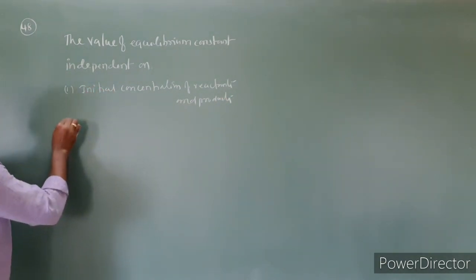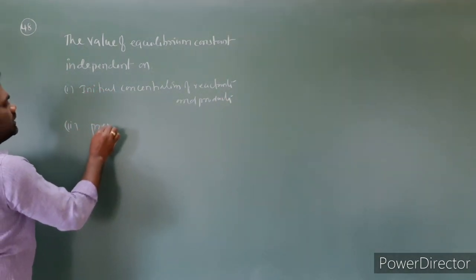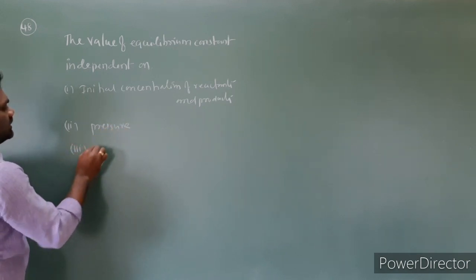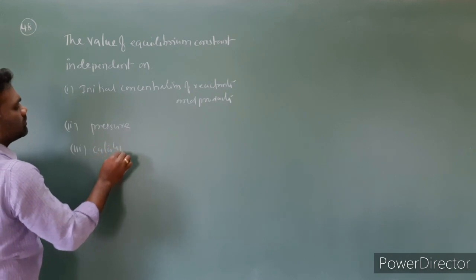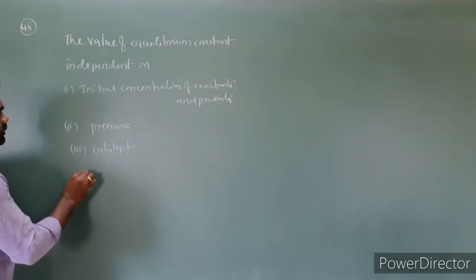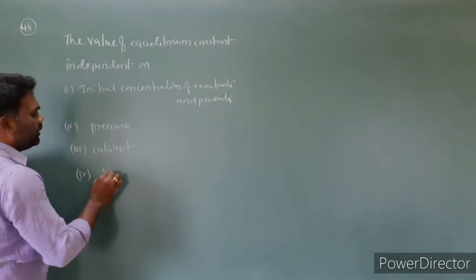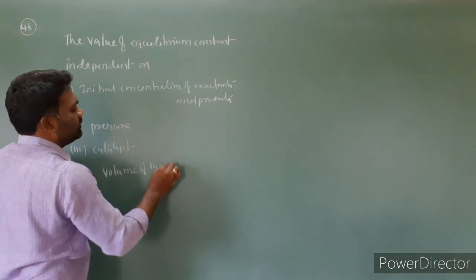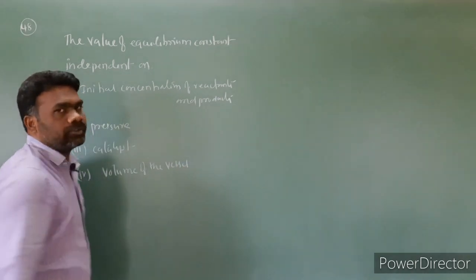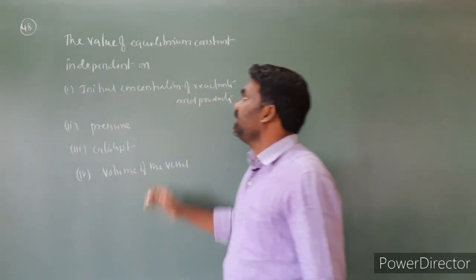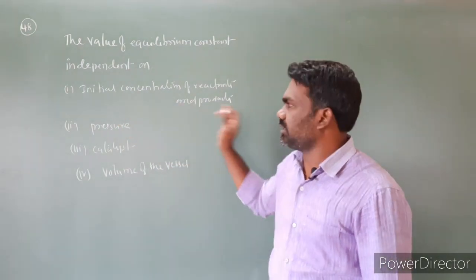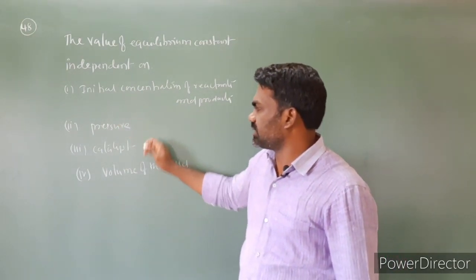The second point is pressure, it is independent of pressure. The third one is catalyst. And the fourth one is volume of the vessel. So these are the four very important points. The value of equilibrium constant is independent of initial concentration of reactants and products, pressure, catalyst, and the volume of the vessel.